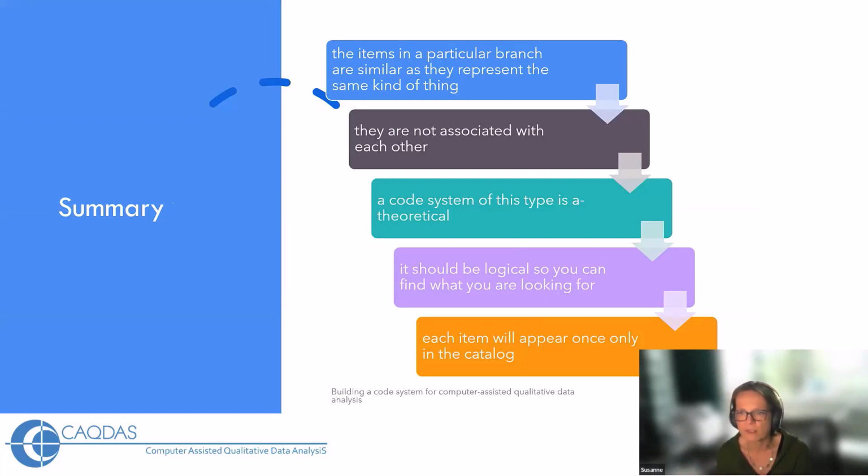So don't start coding with your research question or answers you have in mind. No, start coding what the data tells you. This is what your respondent said. This is what you code. Answering the research question, that comes later. So it should be logical, so you can find what you're looking for. And that's easily done with 10 or 15 categories. And each item will only appear once in the catalog. Yeah, already said that.